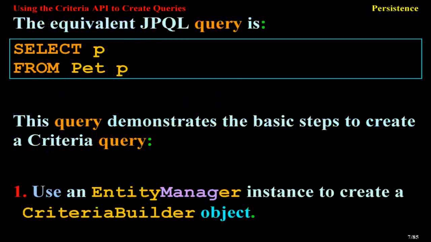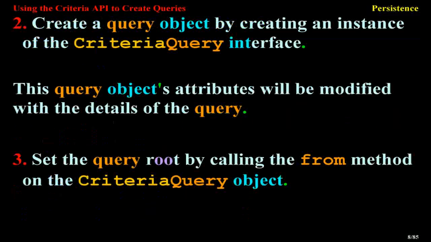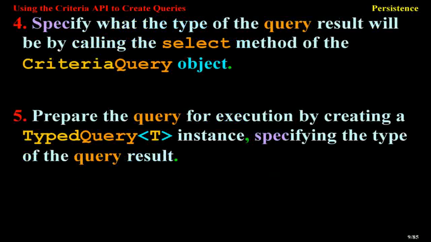This query demonstrates the basic steps to create a criteria query. Use an entity manager instance to create a CriteriaBuilder object. Create a query object by creating an instance of the CriteriaQuery interface. This query object's attributes will be modified with the details of the query. Set the query root by calling the from method on the CriteriaQuery object. Specify what the type of the query result will be by calling the select method of the CriteriaQuery object.